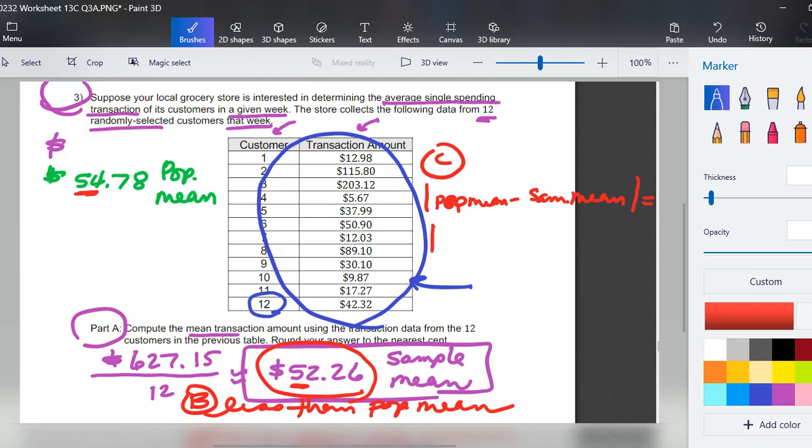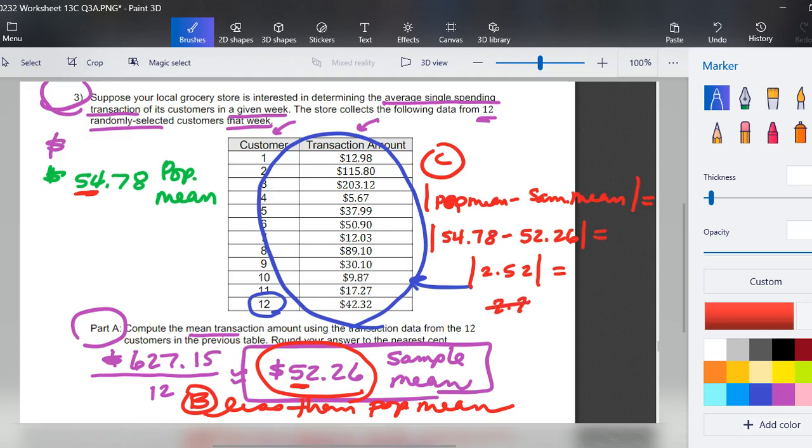So we're going to take the absolute value of the population mean, which is $54.78, and we're going to subtract, in other words, we're finding the difference between the two. And when I subtract, let me turn the computer calculator on. I have $54.78 minus $52.26, and I'm getting the absolute value of $2.52.